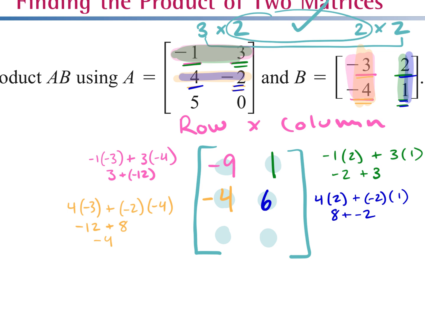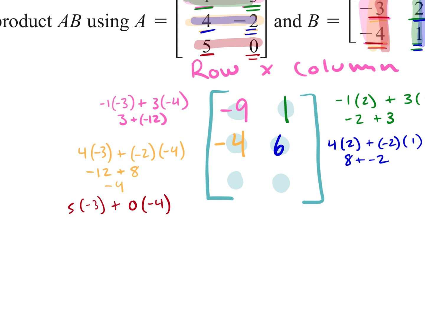Let's move on to the third row now. So the third row, first column, the first number times the first number would be 5 times negative 3, plus the second number times the second number, 0 times negative 4. 5 times negative 3 is negative 15. 0 times negative 4 is 0, and negative 15 plus 0 is negative 15. Awesome.